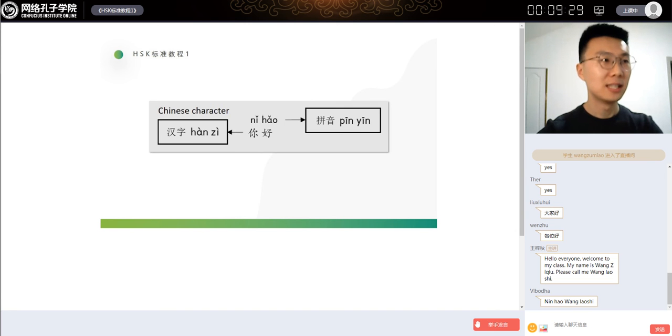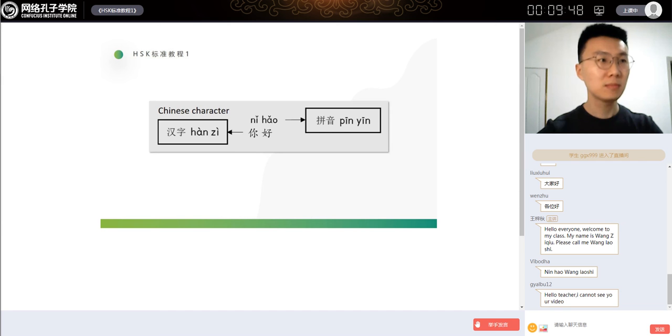Let's look at this. 你好. This part is 汉字. It means Chinese character. And this part, 你好, is 拼音. 汉字, Chinese characters, are the writing symbols of Chinese. Through pinyin, we can know the pronunciation of Chinese characters.